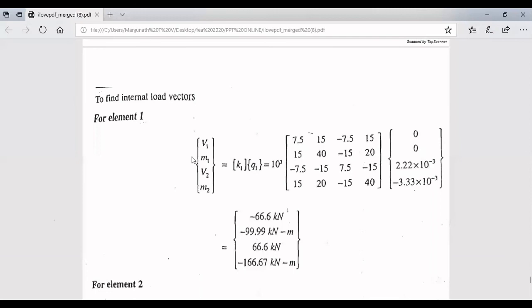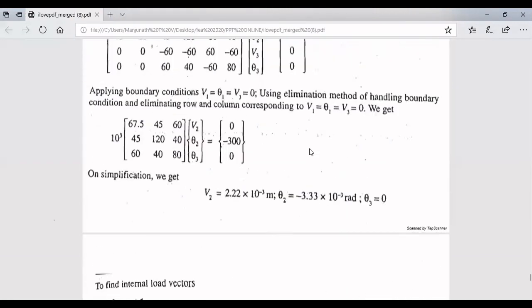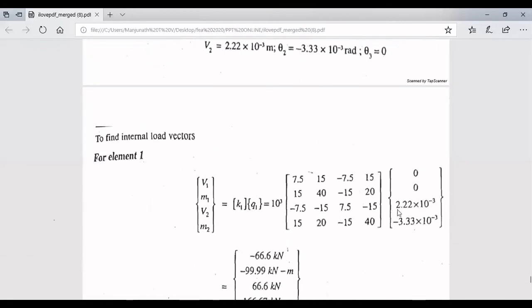So the force vector equals the stiffness of the particular element. If you want to calculate for the first element, consider the first element stiffness matrix, and the load vector and displacement vector for the first element. The first element displacement vectors are v1, theta 1, v2, theta 2. The v2, theta 2 values we have got here, so keep them: v2 is 2.22 into 10 to the power of minus 3, and theta 2 is minus 3.33 into 10 to the power of minus 3.